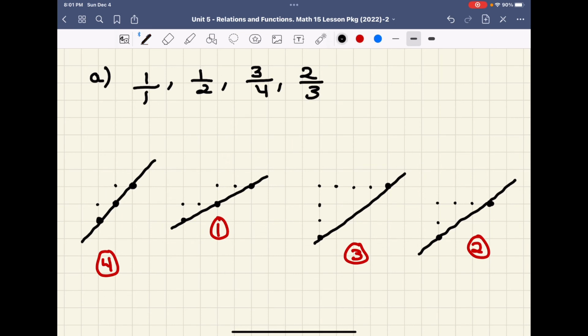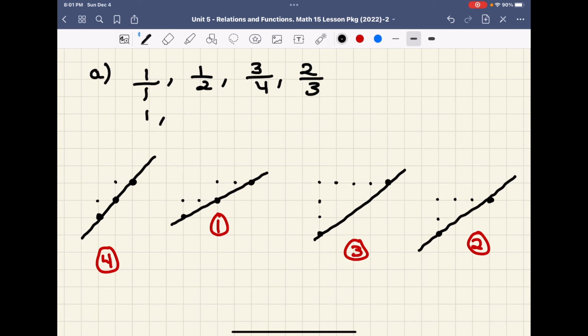Now, what I want you to realize in terms of this ordering is that when we write all these as a decimal, we have 1, 0.5, 3/4 is 0.75, and 2/3 is 0.66 repeating. What we noticed is that the flattest lines had the lowest value slope, and the steepest lines had the highest value. If I wanted to write them with their numbers, we would say the flattest line was 0.5. Then it went up to 0.66, which is here. This was our next steepest, and then finally our steepest graph was 1.